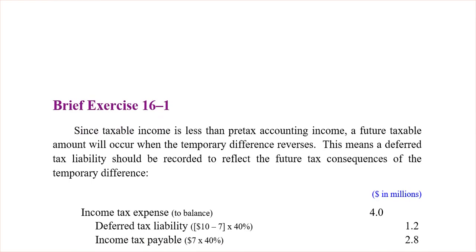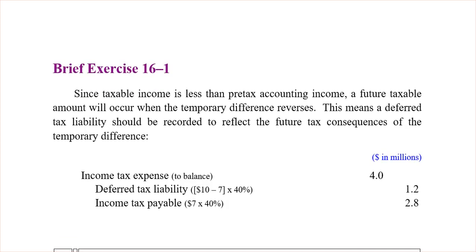You'll have income tax expense, which is whatever you need to make your journal entry work. We have income tax payable, that's based on taxable income times 40%. And you have a deferred tax liability, which is the reconciling item, which is a 3, which goes in between the two, and it's a minus 3, so it's a liability, and it's times 40%. The two combined give us the 4. So 1.2 plus 2.8 is 4.